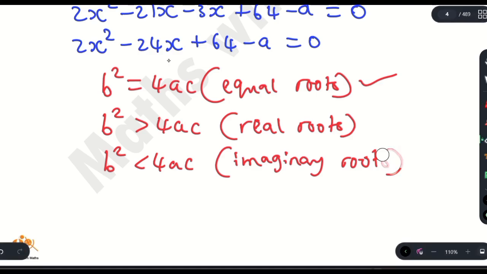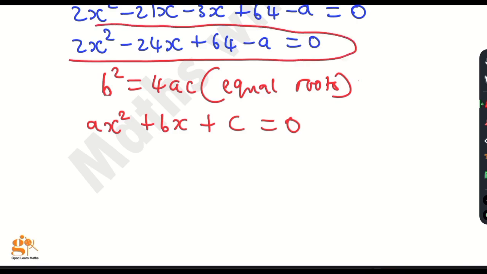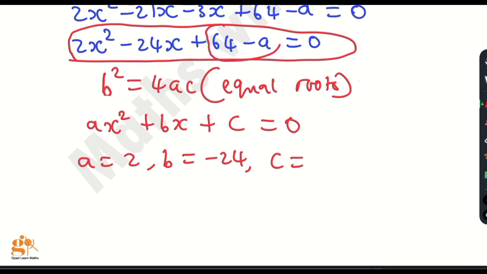Now let me erase this again. There is a general form of a quadratic equation, which is ax squared plus bx plus c is equal to 0, where a is the coefficient of x squared, b is the coefficient of x, and c is the constant term. Now look at this equation. What can you say a is? a is equal to 2, the coefficient of x squared. b is equal to minus 24. And what about c? c is equal to all of this constant term, 64 minus a.